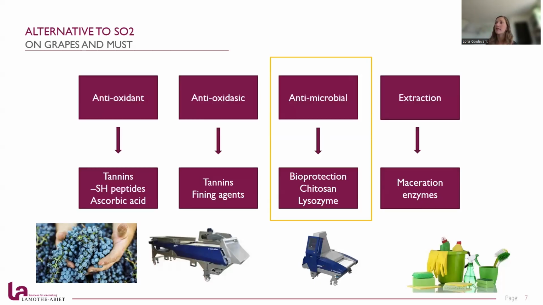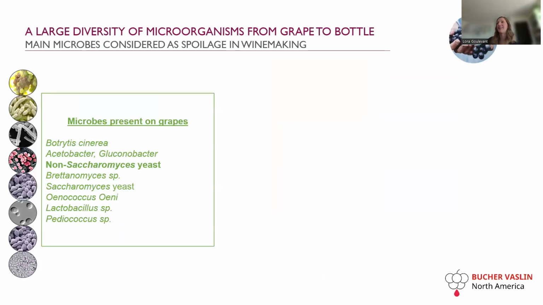So let's talk right now about antimicrobial activity, because this is very important, especially from the beginning of the winemaking process. So what do we have in the wine? There are a lot of different families of microorganisms, from fungus to yeasts to bacteria. You can find some Botrytis cinerea, which is a fungus, Acetobacter, Gluconobacter, which are acetic bacteria, a lot of different non-Saccharomyces yeasts, such as Hanseniaspora uvarum, etc. You can find Brett, which is also a yeast, Saccharomyces, and lactic acid bacteria.